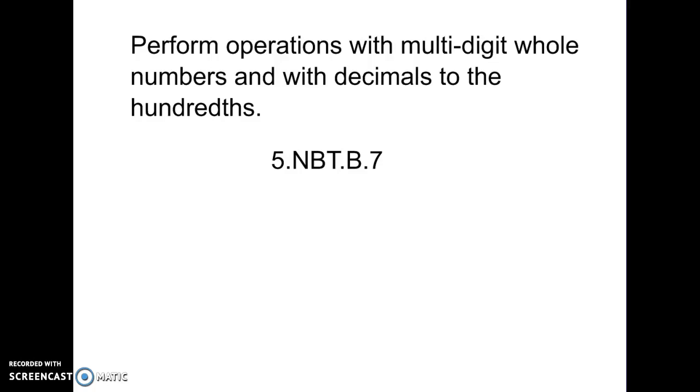Today's standard: perform operations with multi-digit whole numbers and with decimals to the hundredths. 5th grade standard, numbers base 10, B7.